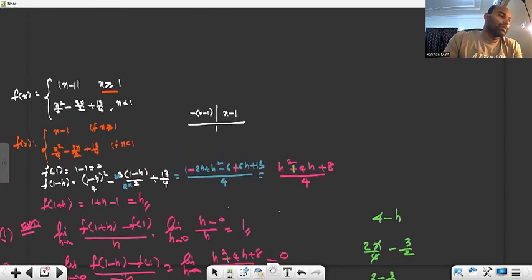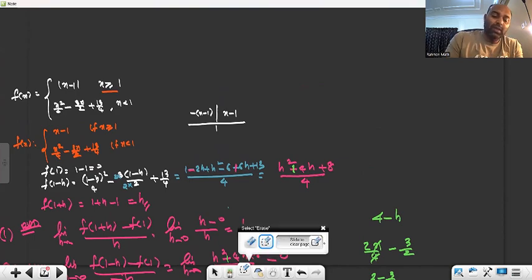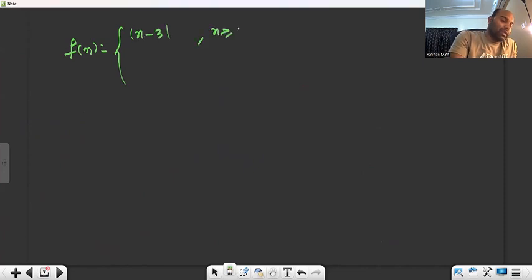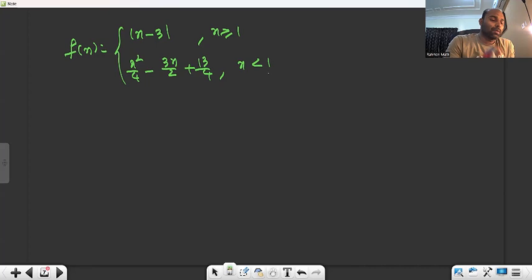Question, there is a correction. Mod x minus 3, please correct it. Sorry for that. Mod x minus 3. Anyway, you got the idea, I think. F of x equal to mod x minus 3 if x greater than or equal to 1, x square by 4 minus 3x by 2 plus 13 by 4 for x less than 1. Sorry for that. So be careful about this one.